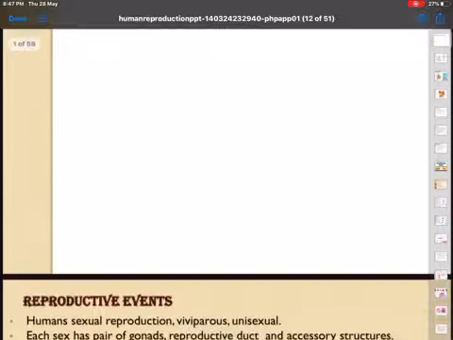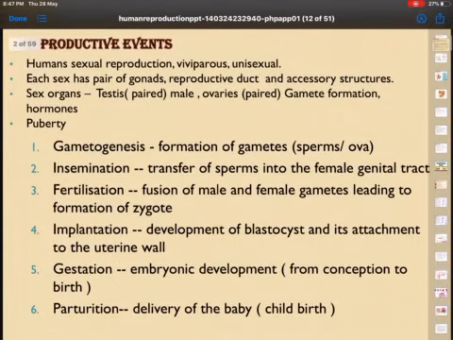Now let us start with the male reproductive system. Basically, humans are viviparous, that is, they produce their young ones directly. There is no egg laying, and they are unisexual. There is a male sex and a female sex. Each sex has a pair of gonads. Gonads are reproductive organs. In the case of male, a pair of testes are the gonads. In the case of a female, a pair of ovaries are the gonads.